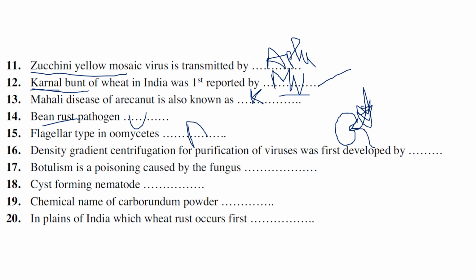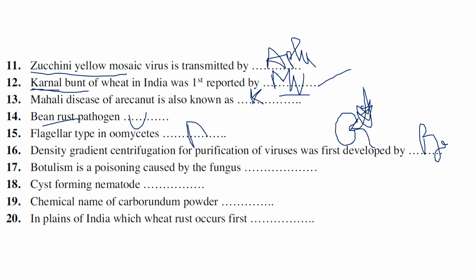Density gradient centrifugation was developed by a scientist called Brakke in 1951. This is a repeatedly asked question, and I have seen it one or two times in various entrance exams, I think.